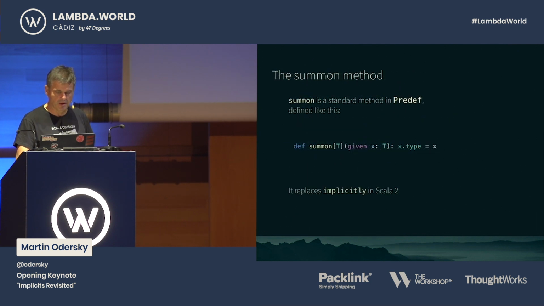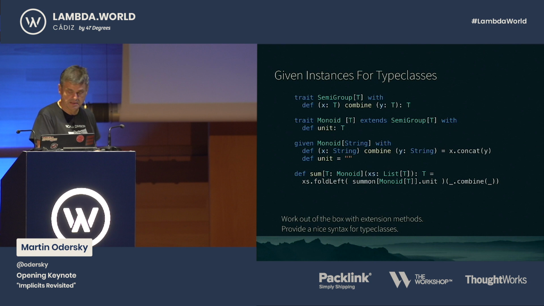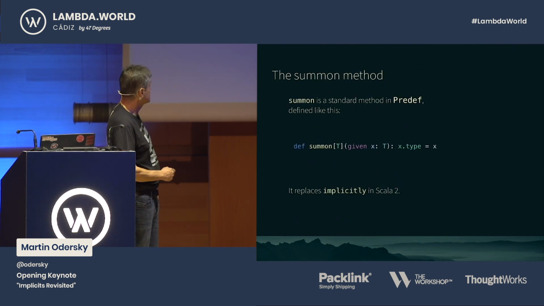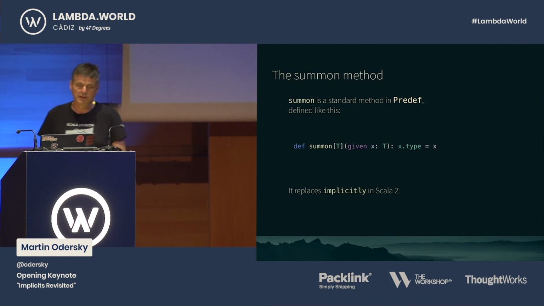Okay, so this summon method that I've shown here, that's essentially the new implicitly. So summon is just written like this. Summon is a method available in Predef, the standard definitions that are automatically imported into every module. So summon of T takes a given parameter of type T, and it returns just that parameter. And that's all there is to it. Good, so that's the core of it, given instances and given parameters.